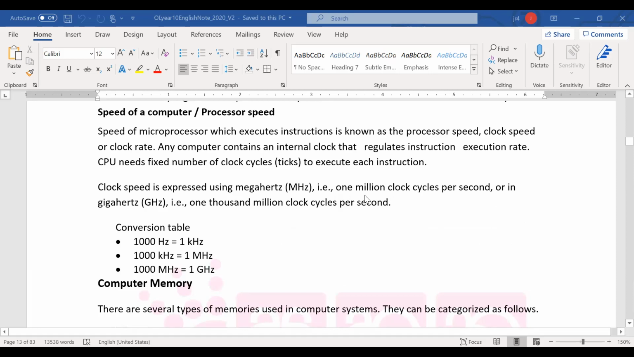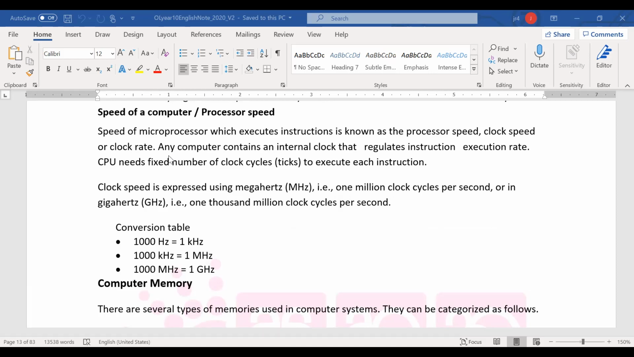Then the speed of the computer, right? Now, when you look at purchasing a computer, one of the main things you have to consider is the speed of the computer, which we call the processor speed. Sometimes it is also referred to as clock speed or clock rate, which gives you an indication of how fast the computer is, right?